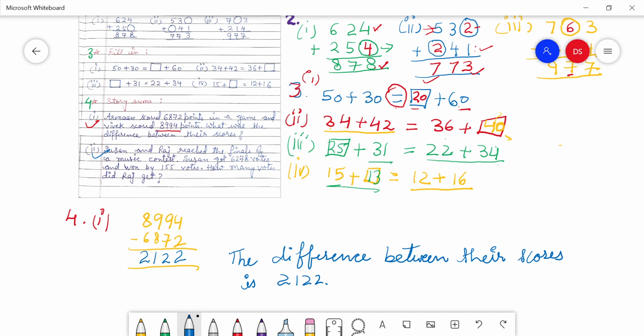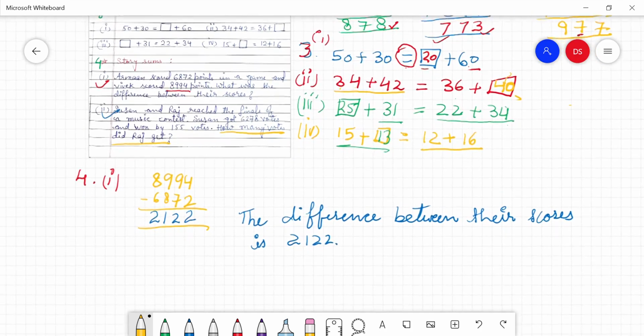6,278 votes and won by 155 votes. Children, we will read it again. Suzanne and Raj reached the finals of a music contest. There are two boys who reached the final of the music contest, but Suzanne got 6,278 votes and won by 155 votes. He got this number of votes and won also. How many votes did Raj get?